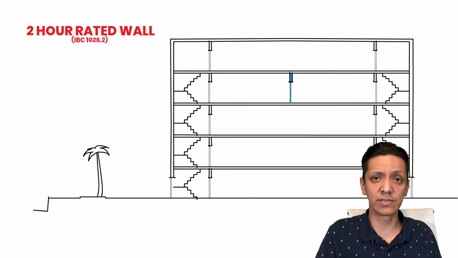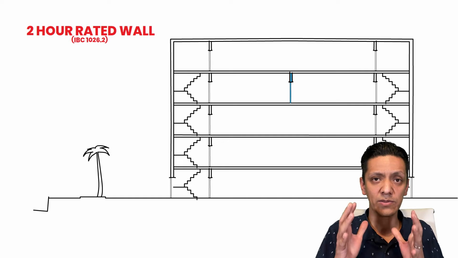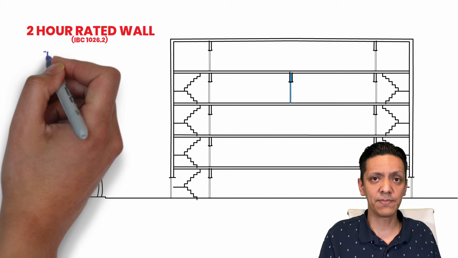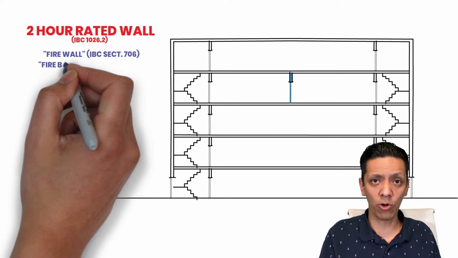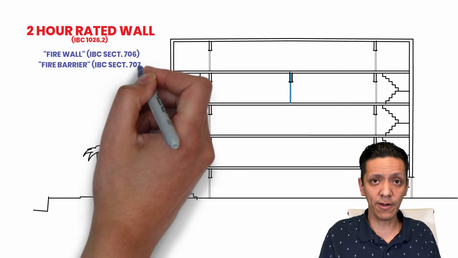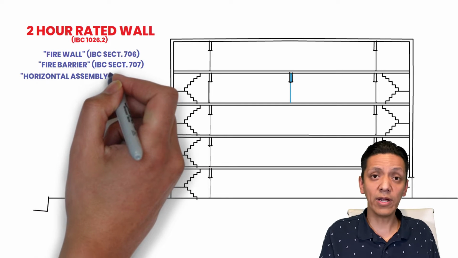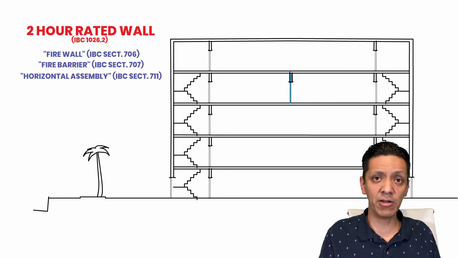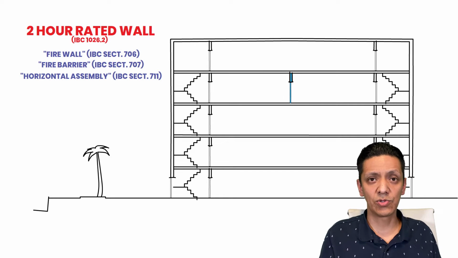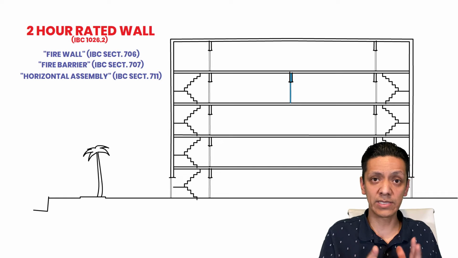In this specific instance, if you want to build a horizontal exit, that special wall has to be built as a firewall or a fire barrier, or a horizontal assembly, or a combination of a fire barrier and a horizontal assembly. So that is what you need to know if you are going to build this separation between the floor. And this is the requirement if you want to build a wall that separates these two areas in the floor.